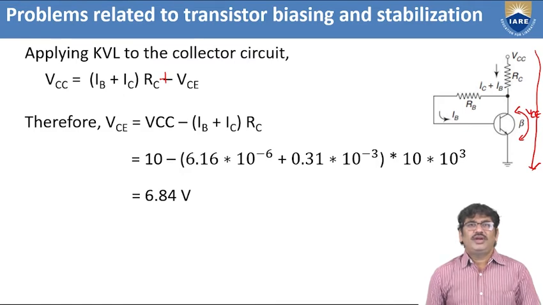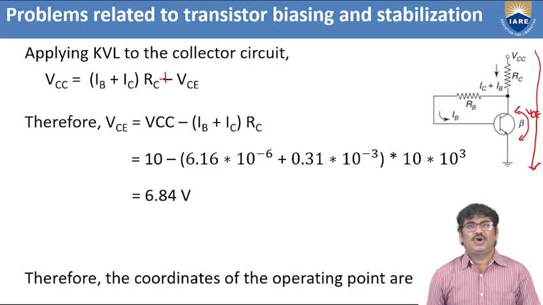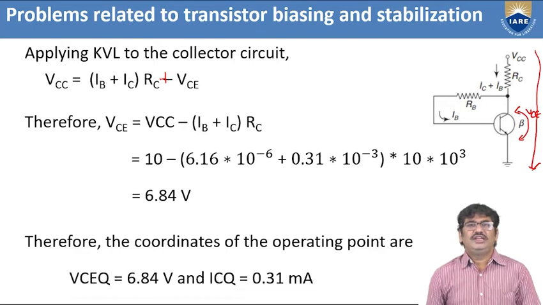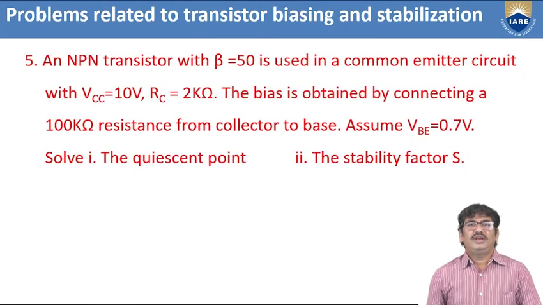So the operating point is nothing but the values of collector to emitter voltage and collector current. So the operating point coordinates we can write as VCEQ is equivalent to 6.84 volts and ICQ is equivalent to 0.31 milliamperes.